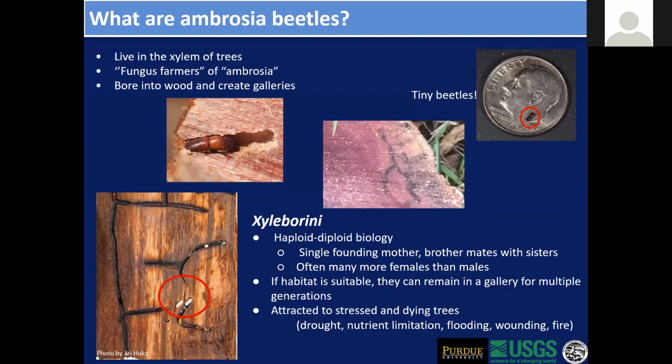These beetles are generally attracted to stressed and dying trees. Anything that will disturb aerobic respiration in the trees will cause a breakdown in the respiration, and this ethanol scent will come out and attract the beetles. So anything that will stress the trees, such as drought, nutrient limitation, flooding, fire, or wounding, will cause this ethanol scent and bring in beetles.